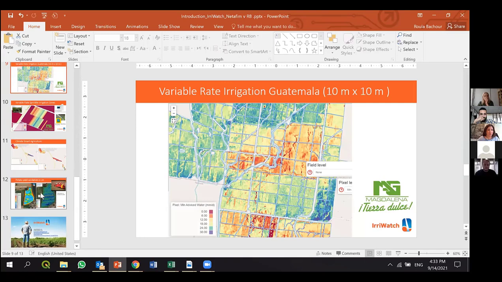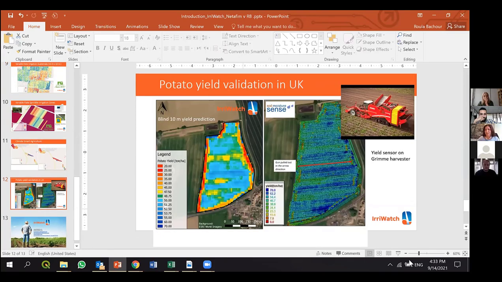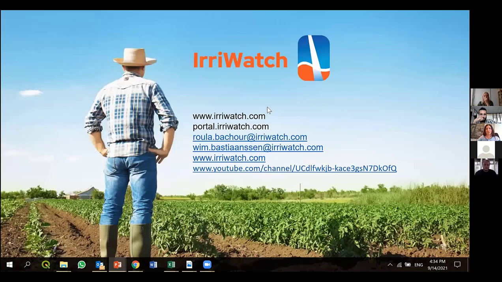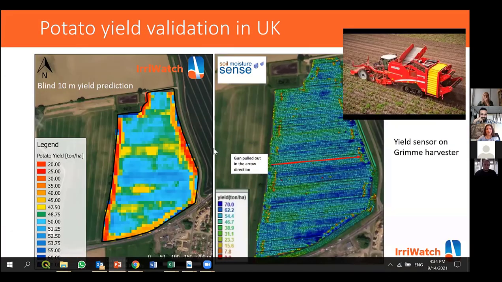Maybe what I wanted to show is one example from a potato farmer in the UK who was using it last year. We did this test with them. In their harvester they have a yield sensor. This is a gourmet harvester with a yield sensor on it. When we map, this is our yield prediction, how much it was, and we calculated the expected tons, and we do it with them. So we have these kinds of validations, and it's always happening with our clients.